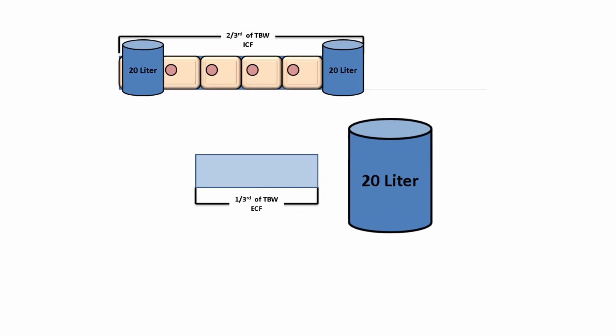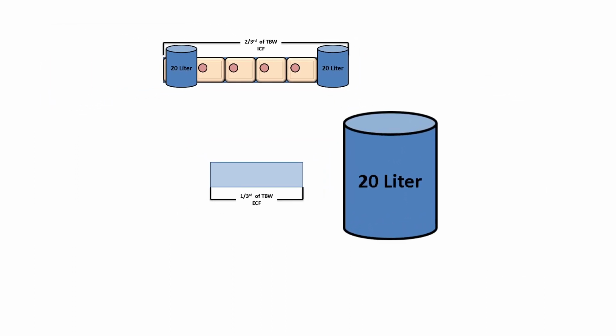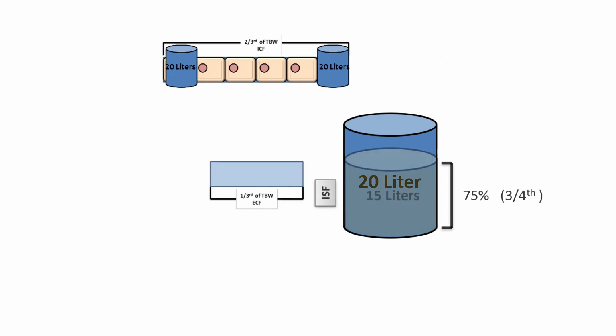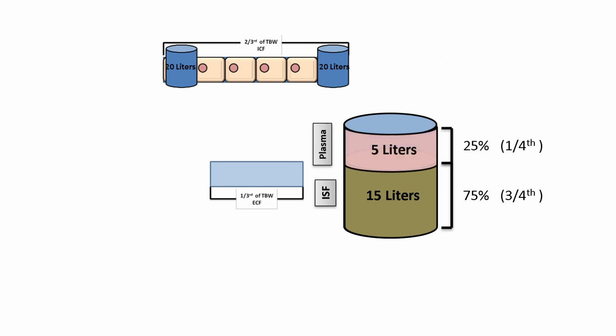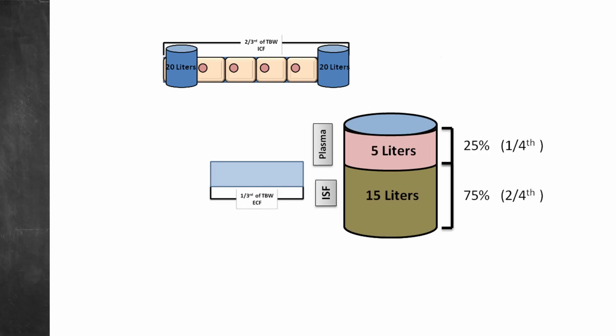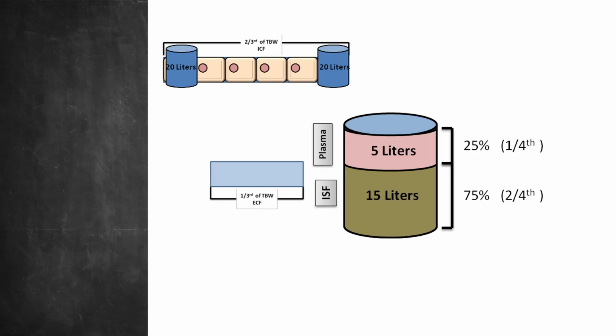In this 20 liters of extracellular fluid, 75% of it, that is 15 liters, will belong to the interstitial fluid space, and the rest 25%, that is 5 liters, will belong to the intravascular fluid space. By intravascular fluid, we mean the plasma.